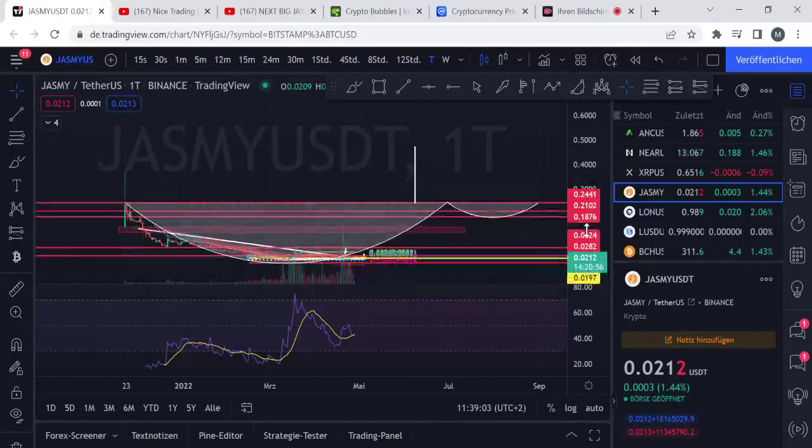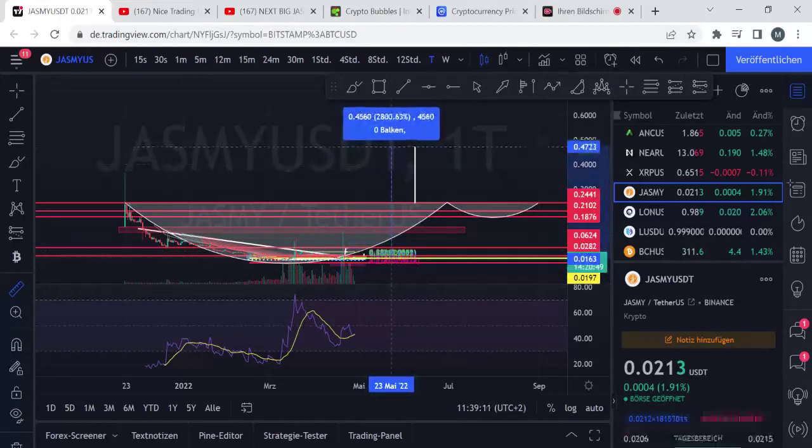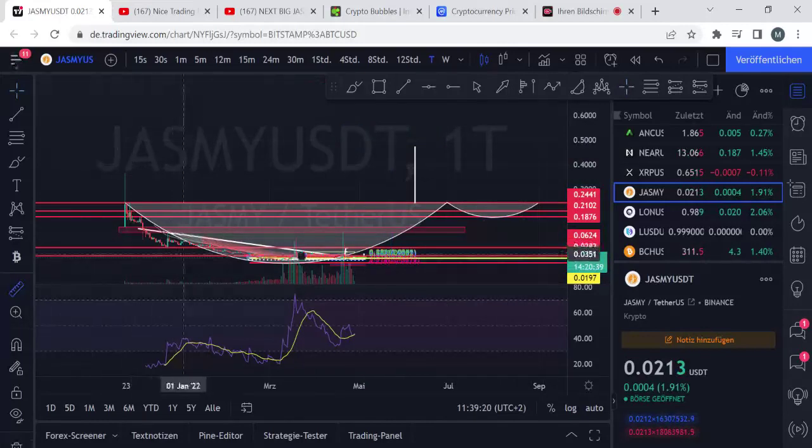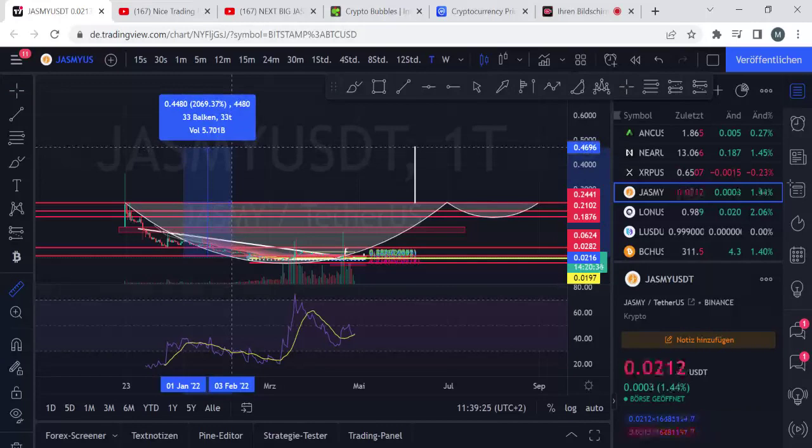So from the point it is trading right now, that would be more than 2000%. It is right now here. So that is the right one. So 2100%. That is the possible price gain.